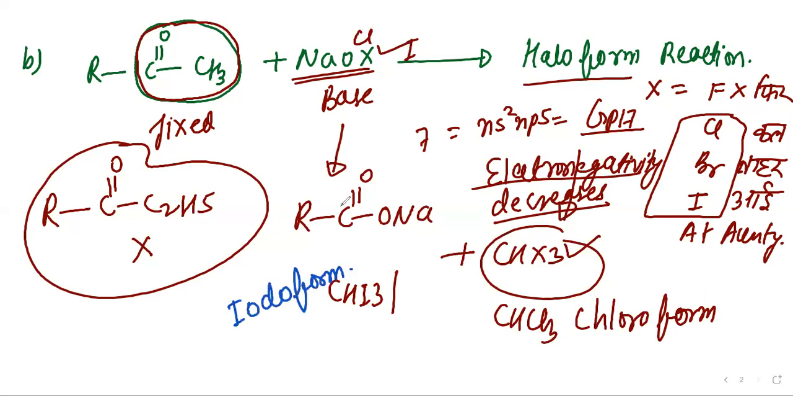So when this methyl ketone group reacts with NaOX to form chloroform or iodoform, it is called the haloform reaction. The overall reaction is called the haloform reaction. So write it down.